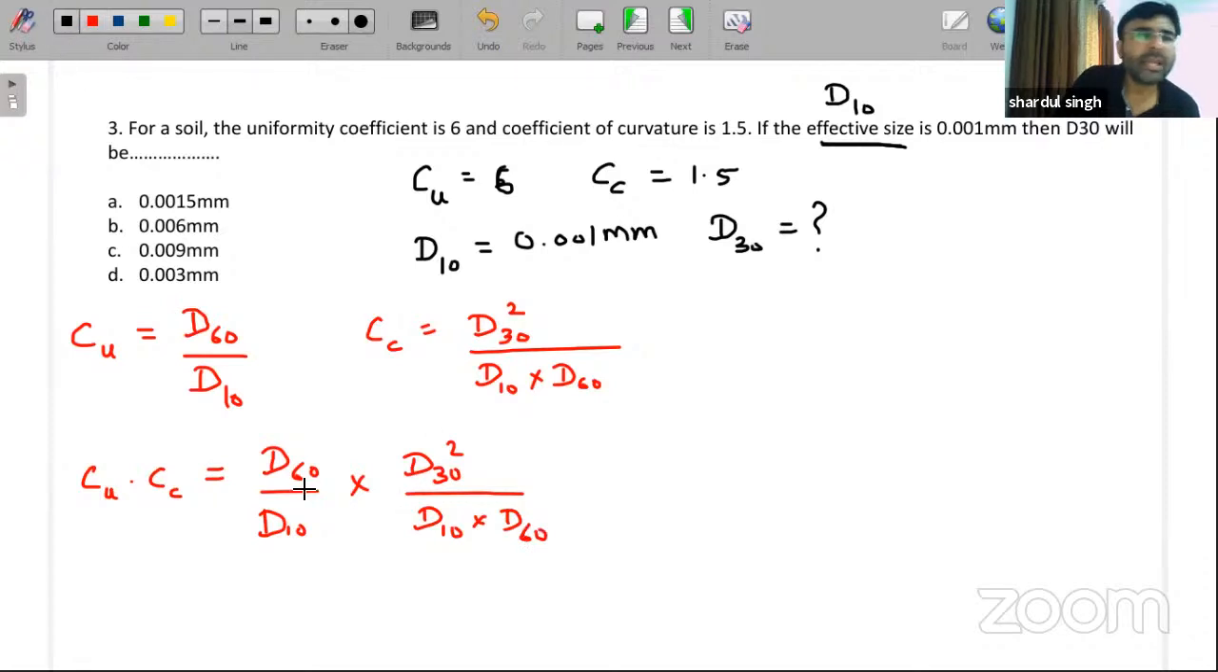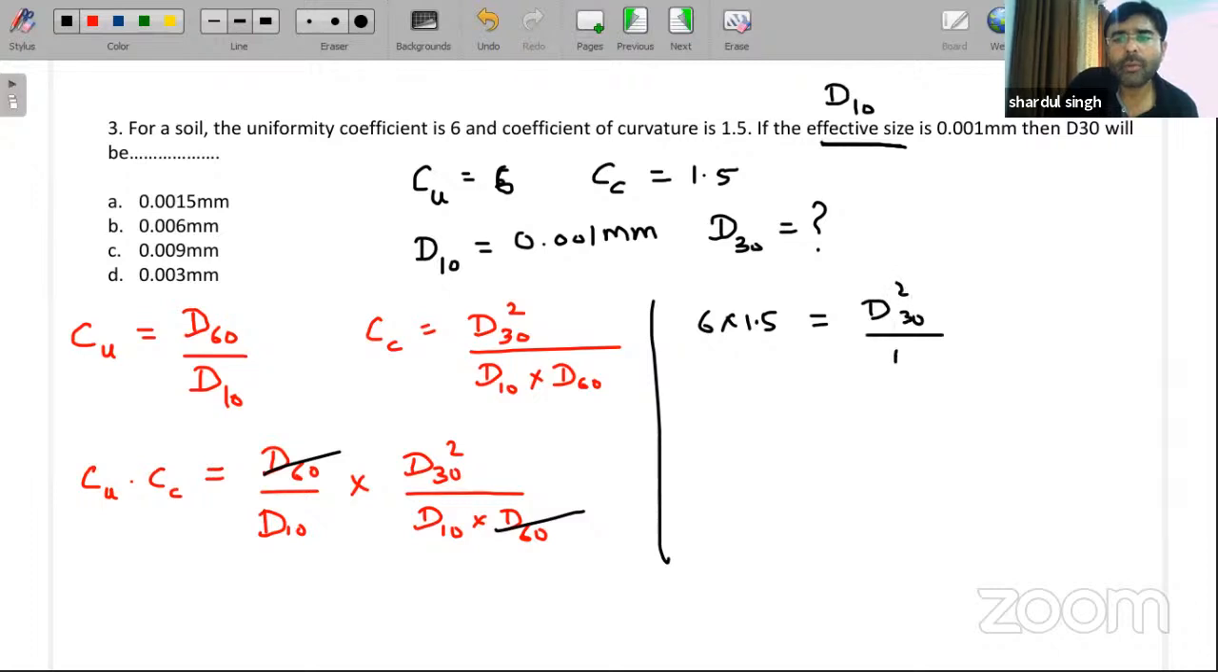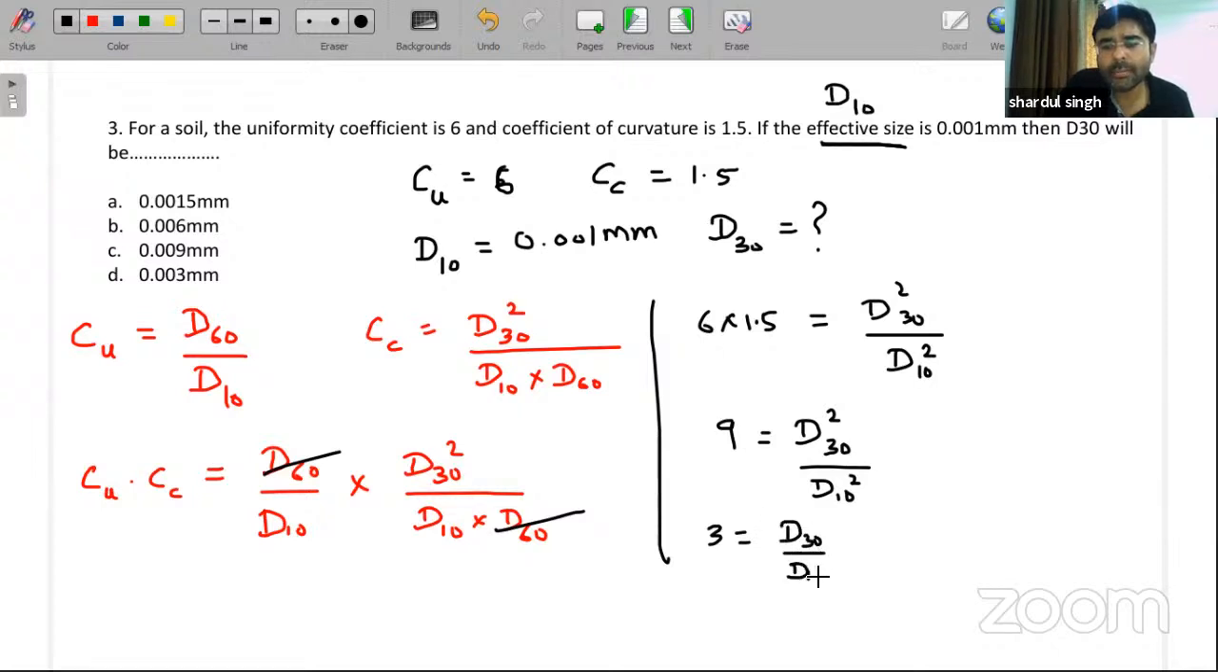So we can cancel out D60 from here. You'll be getting Cu into Cc, that is 6 into 1.5, equal to D30 square upon D10 square. So 6 into 1.5 is 9, which is D30 square upon D10 square. You can take the square root from both the sides. You'll be getting 3 is equal to D30 upon D10. I'm having the value of D10 with me.